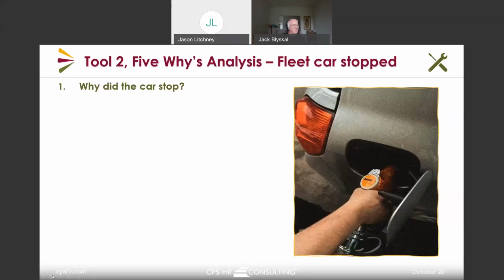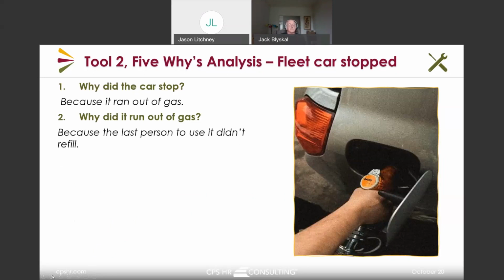So if you have a situation where somebody's driving and their fleet car stopped, the first why is obviously, why did the car stop? Well, let's say it ran out of gas. I'm sure you can guess that the next question is, why did it run out of gas? Now, there's a lot of possible answers to this. It could be that the person driving the car didn't check to make sure there's enough fuel. But for the purpose of this analysis, we're going to say because the last person to use it didn't refill it.